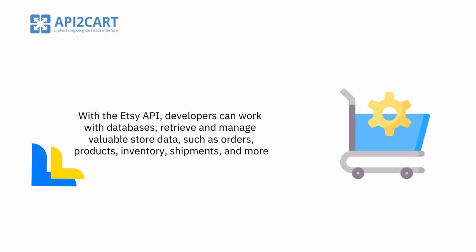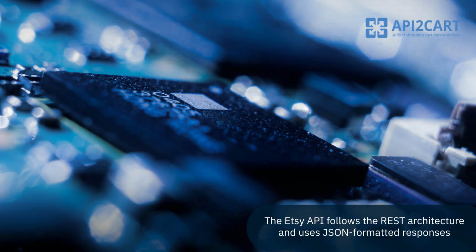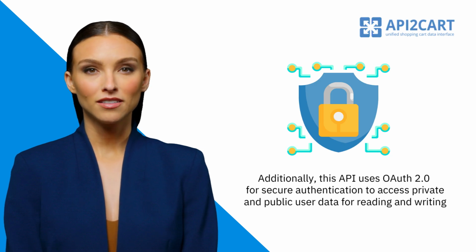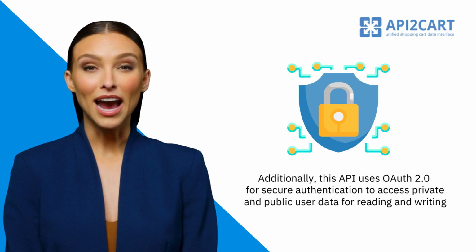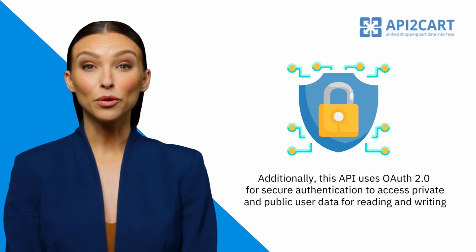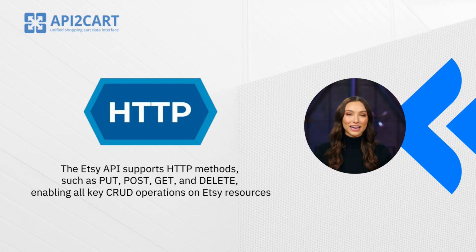With the Etsy API, developers can work with databases, retrieve and manage valuable store data, such as orders, products, inventory, shipments, and more. The Etsy API follows the REST architecture and uses JSON-formatted responses. Additionally, this API uses OAuth 2.0 for secure authentication to access private and public user data for reading and writing. The Etsy API supports HTTP methods such as PUT, POST, GET, and DELETE, enabling all key CRUD operations on Etsy resources.